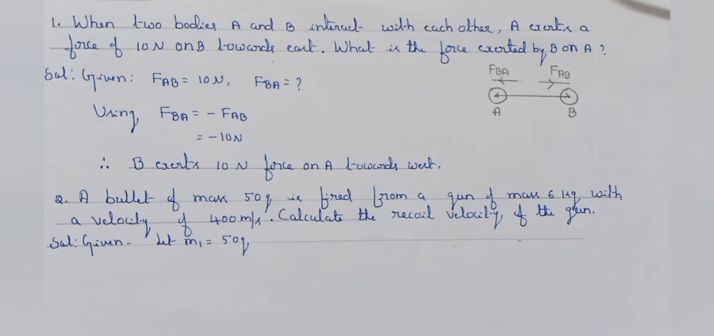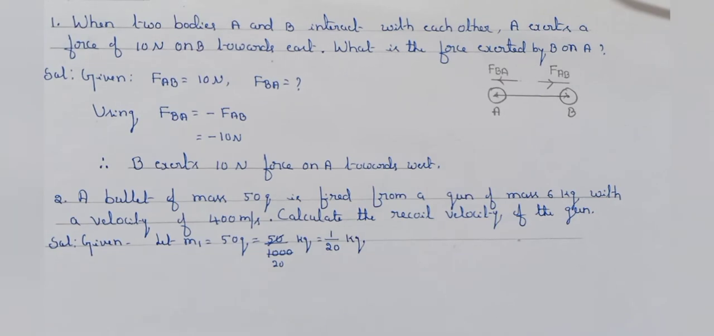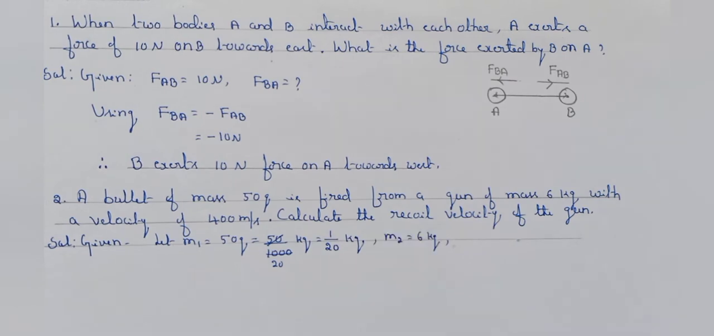Here, m1 is equal to 50 gram. Convert the gram into kg. 50 gram is equal to 1 by 20 kg. Next, m2 is given 6 kg, and the velocity of the bullet is given 400 meter per second. So v1 is 400 meter per second. Find out the recoil velocity of the gun v2.